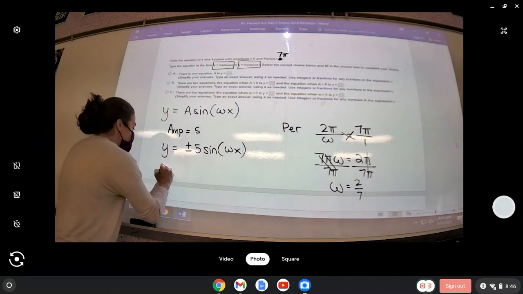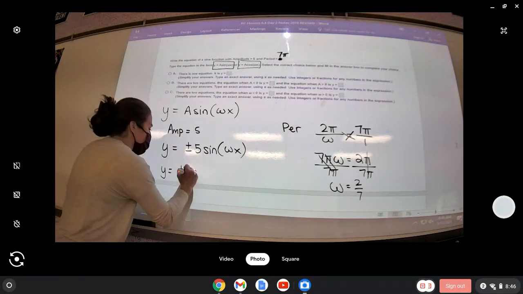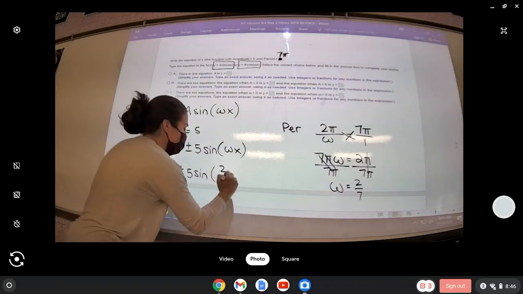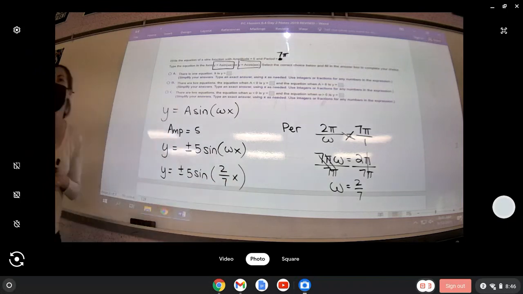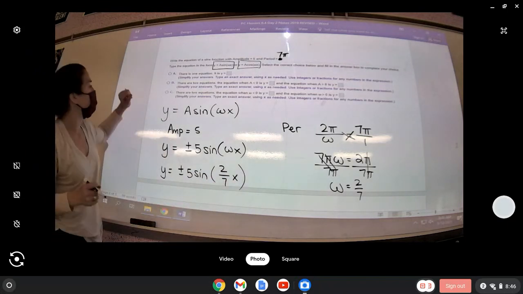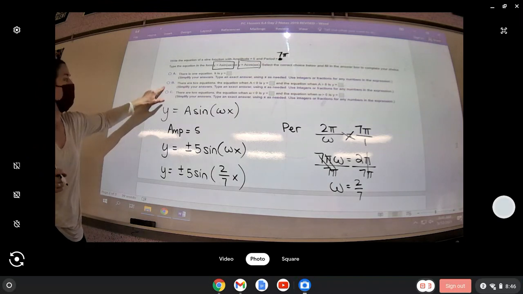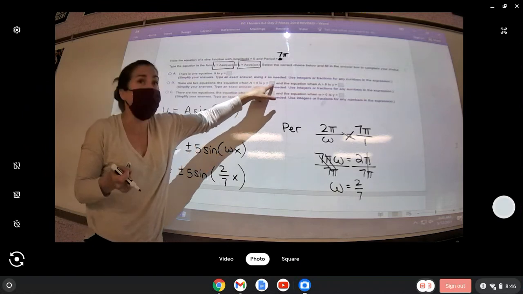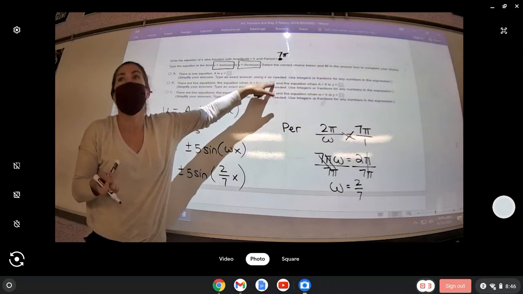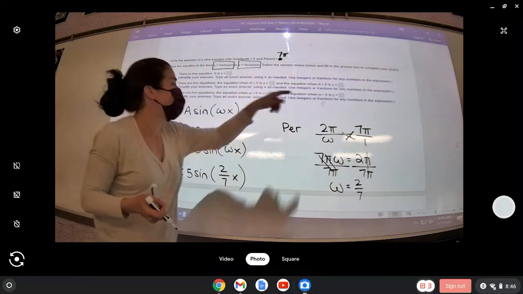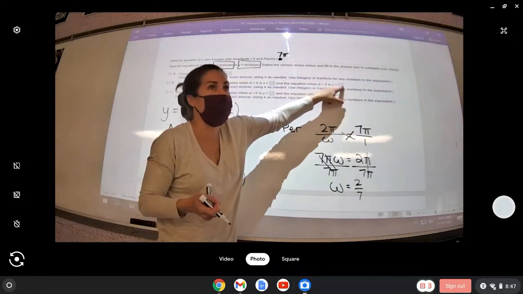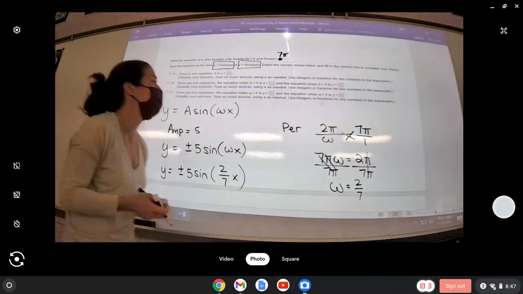So now we know this. Y equals plus or minus 5 times the sine of omega, which is 2/7, times x. And that would have been the function. So now you're picking the option where it says there are two equations. The equation when a is less than 0, when a is negative, is y equals -5 sine 2/7 x. And the equation when a is greater than 0 is y equals +5 times the sine of 2/7 x.